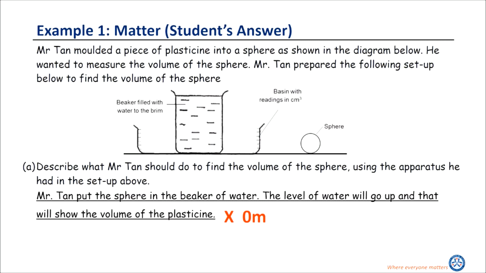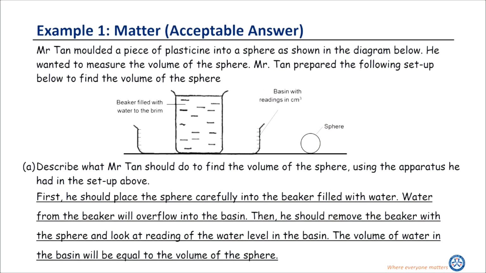Let's look at the next slide to see what is the acceptable answer. Now let's look at the acceptable answer. In this answer, the student is expected to not only describe the process of the experiment, the student has to ensure the description is in the correct order, using words like first and then. Finally, the student also needs to explain how the steps help to find the volume of the sphere, because that is the conclusion that is needed.